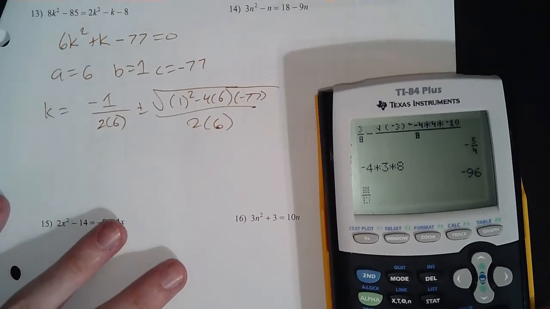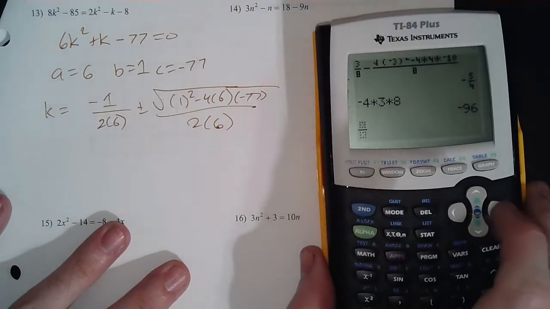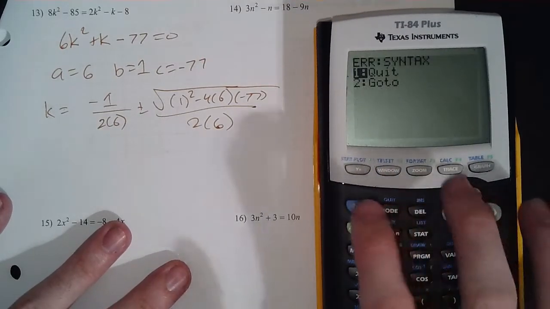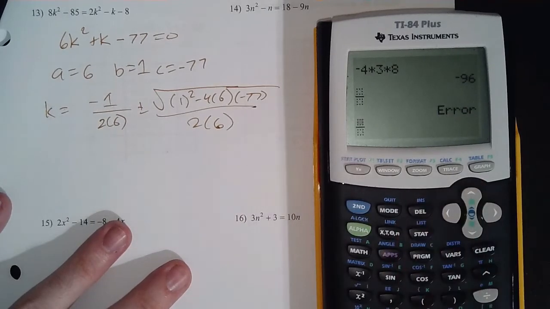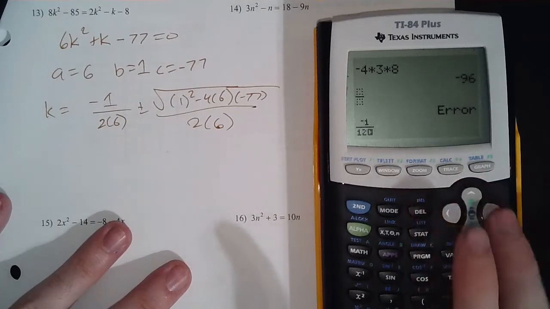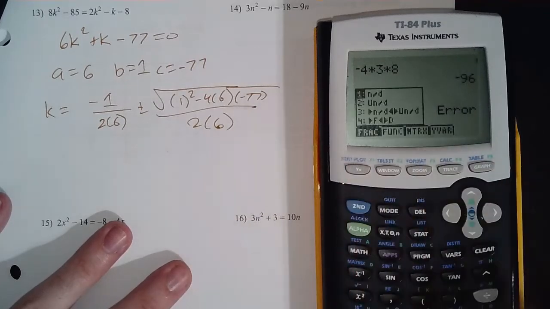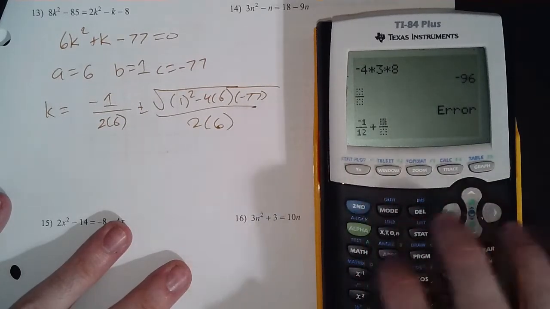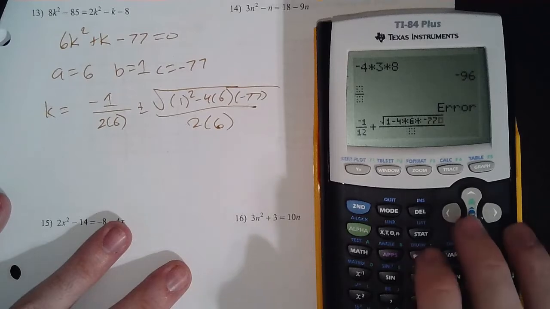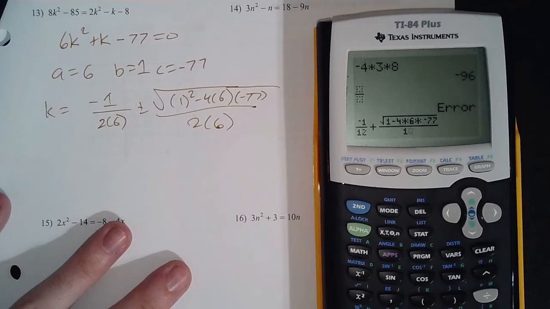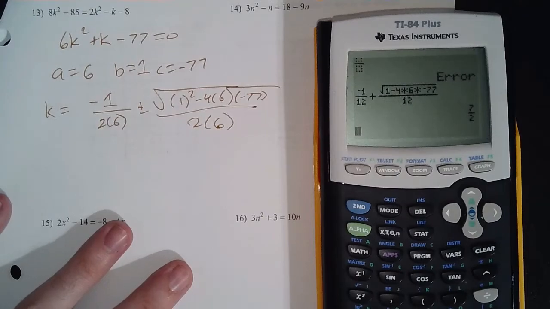I hope you could have seen that earlier when I was writing it. Oh well. We got, oh, that's not what I wanted to happen. So that happens sometimes. You can always highlight and copy if you need to. It's a good thing to make mistakes sometimes to show you guys that. So you got negative 1 over 2 times 6 is 12. Then we're going to do plus another fraction. We're just typing this bad boy in. Square root of 1 squared, which is 1, minus 4 times 6 times negative 77, all divided by 12. And if we hit enter on that, we get 7 over 2.